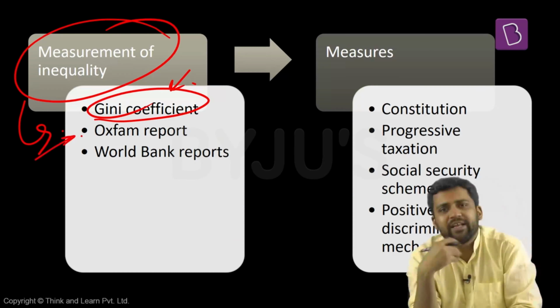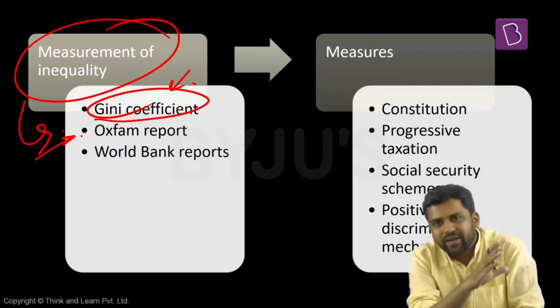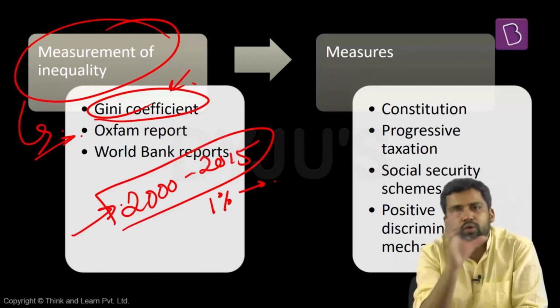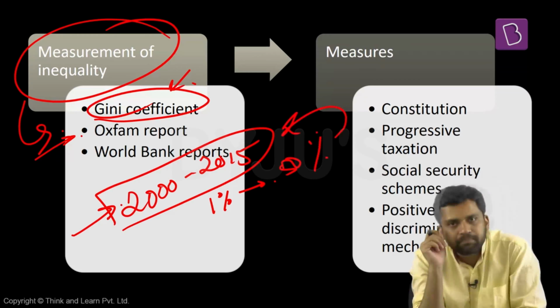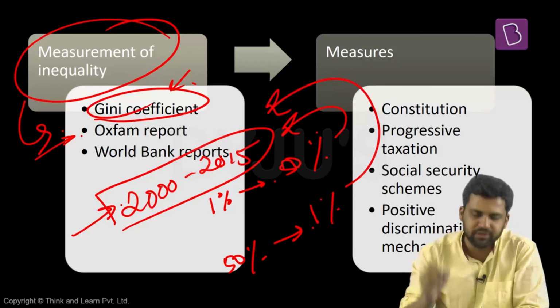For example, Oxfam keeps on publishing reports on what the extent of inequality is. A couple of years back, it came up with a report which pointed out that whatever increase in wealth has happened between 2000 and 2015, the richest 1% of the global population have pocketed 50% of this increase, while the poorer 50% of the population have just got 1% of this increase. This report was published in 2016.